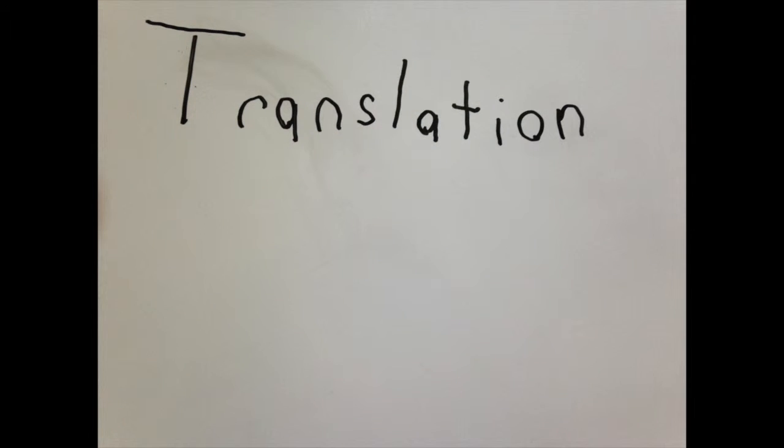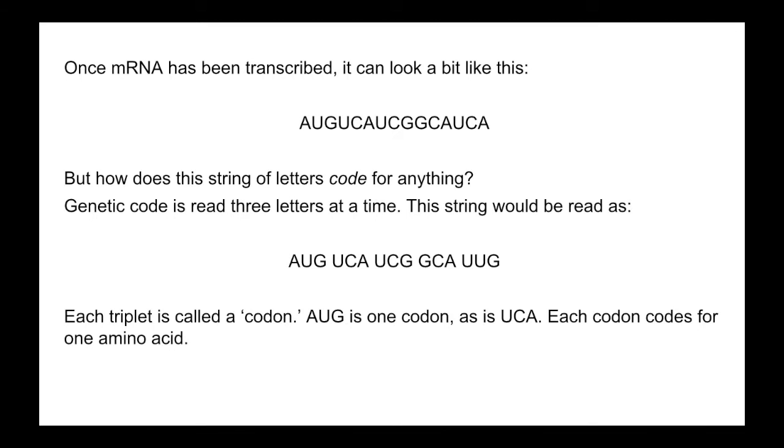RNA translation to protein. The nucleotides in mRNA form a string of letters. An example of a string would be AUGUCAUCGGCAUCA. But how do these letters code for anything? First of all, genetic code is read 3 letters at a time. Each triplet is called a codon. One codon would be AUG. Another codon would be UCA. Each codon codes for one amino acid.